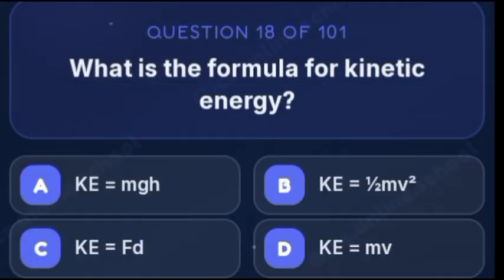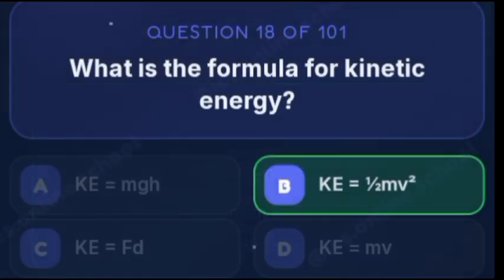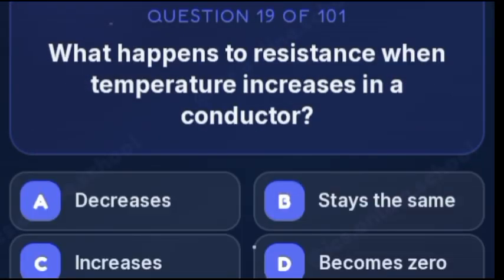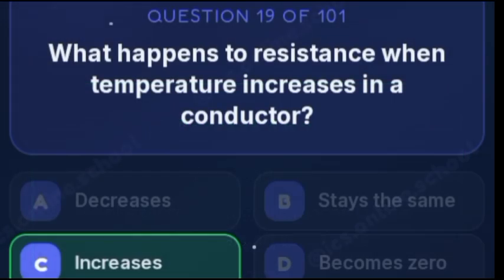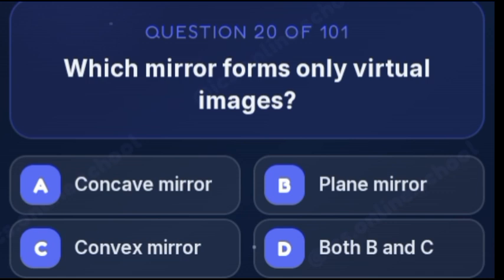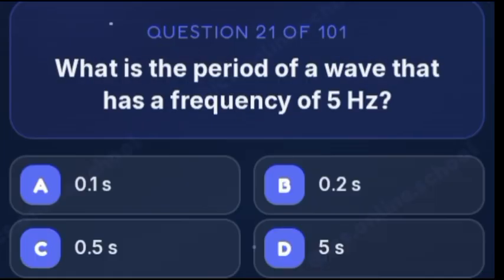What is the formula for kinetic energy? One over mv square. What happens to resistance when temperature increases in a conductor? Increases. Which mirror forms only virtual image? Both B and C are answers.